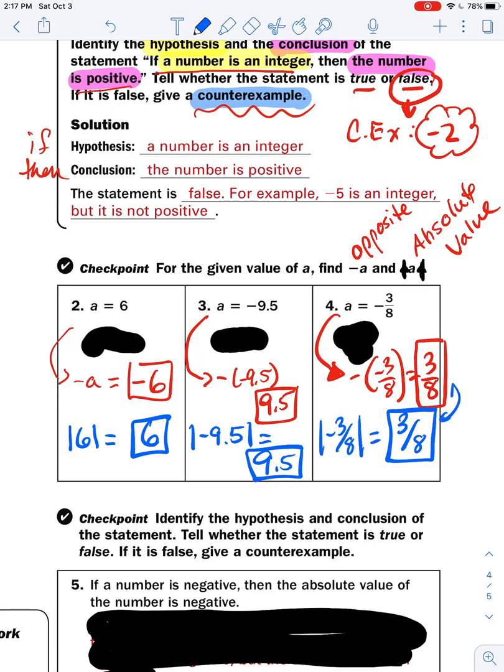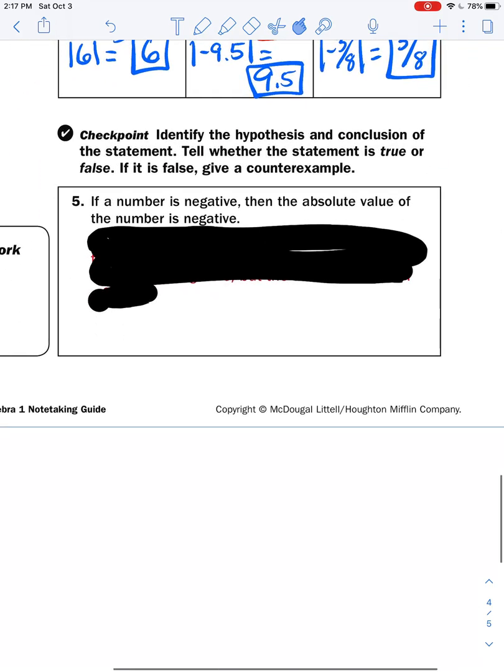So you can see that sometimes the opposite and the absolute value are the same, and sometimes they are not equal. So it's not necessarily true that they are always the same or never the same. You have to take it on a case-by-case basis.